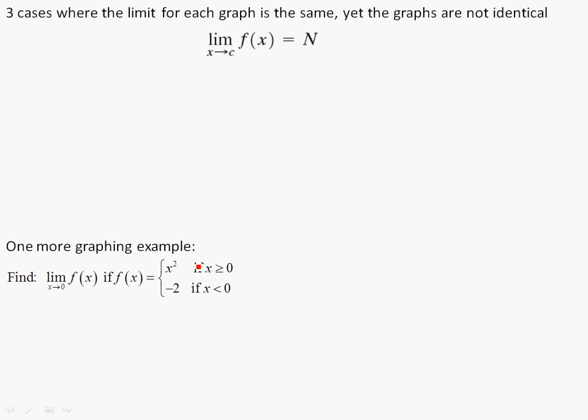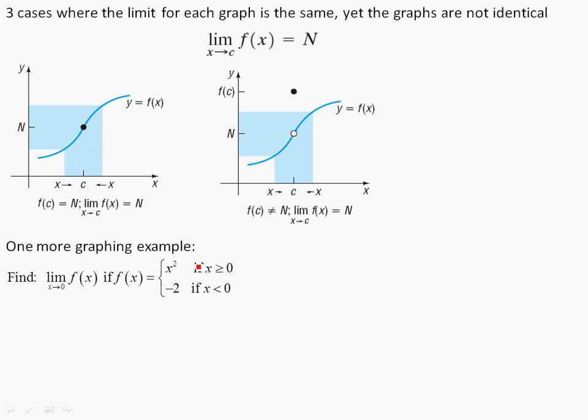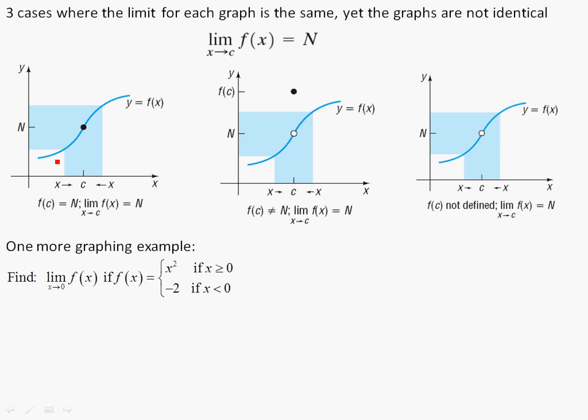Alright, 3 cases where the limit for each graph is the same, yet the graphs are not identical. And you already have the graphs, so might as well put them up. So, what happens here? Well, this is a continuous function, right? So the limit of the function really here is going to be that point. Does that make sense? So this function is defined at this point, and at that point the limit is what the function is worth. Okay, then here we have another example of what I just showed you, right? Just now with curves.